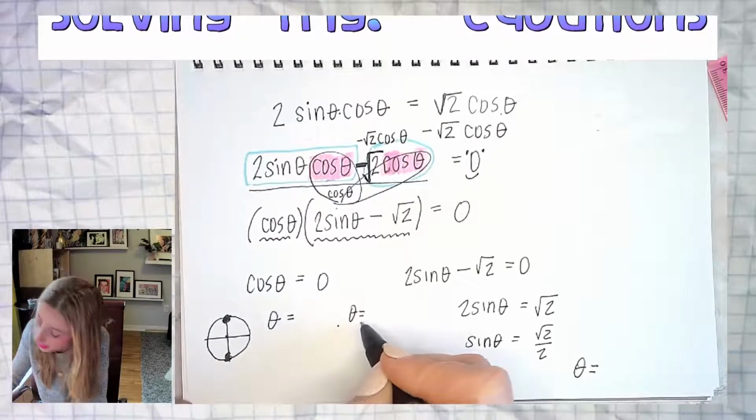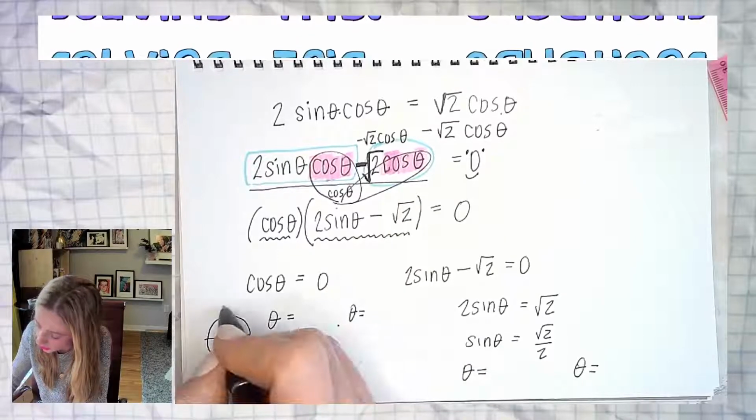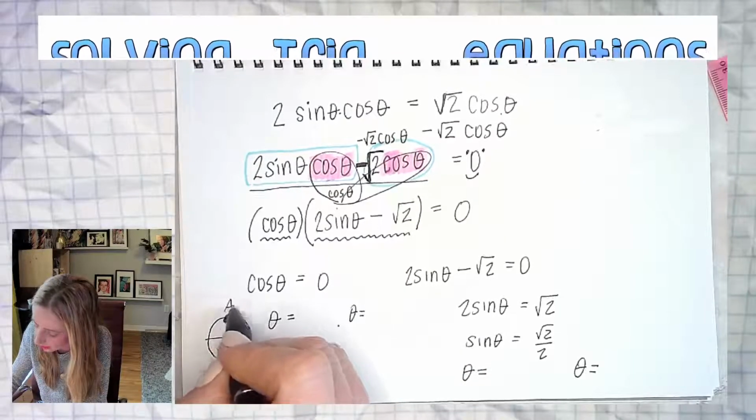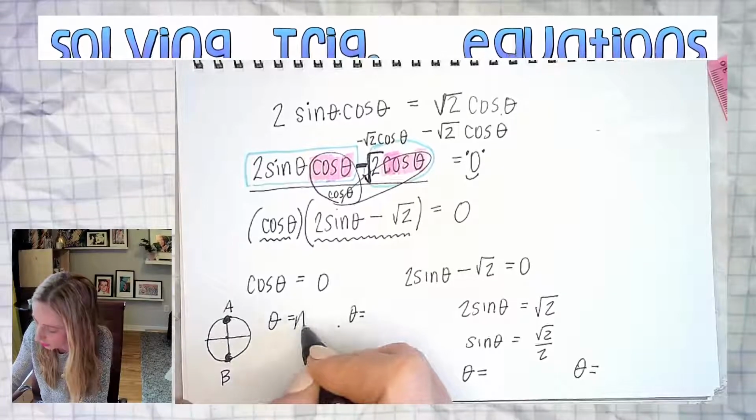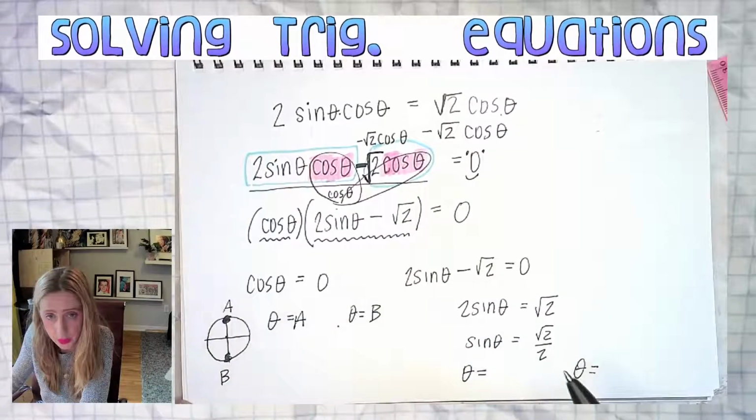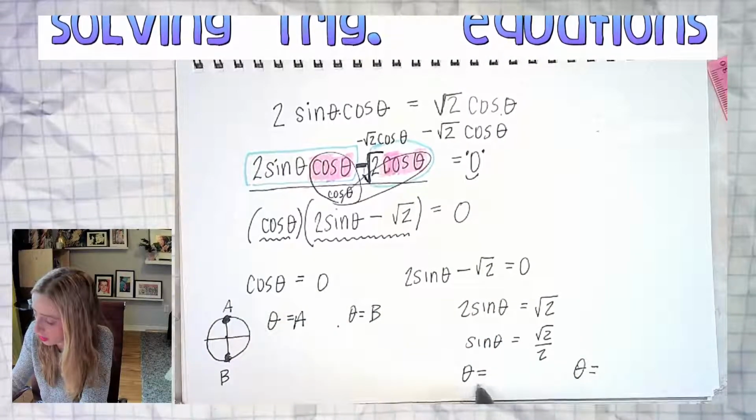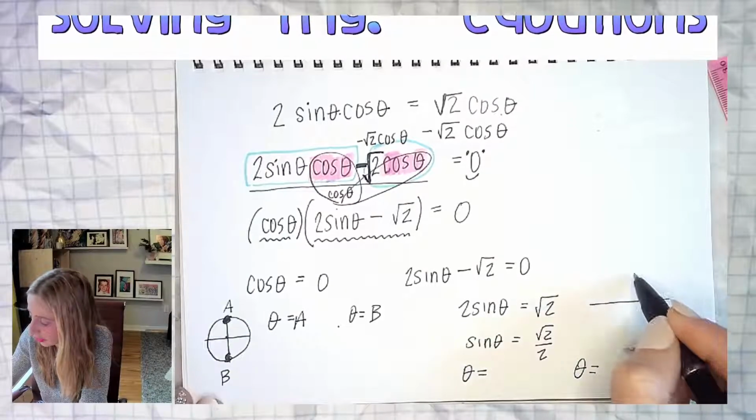And then here and here, so if I call this A, call this B, well, theta equals A, theta equals B. I'm not going to tell you what those are. You're going to look them up, figure it out, or use your brain.